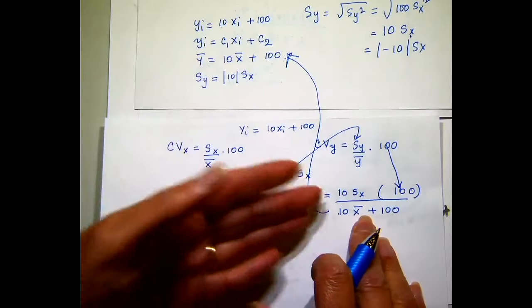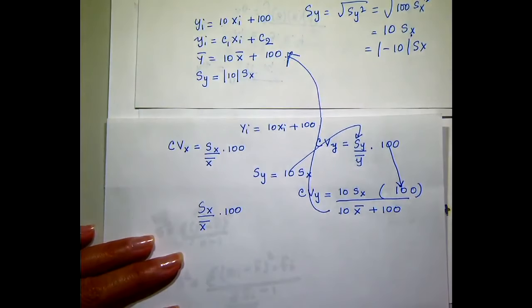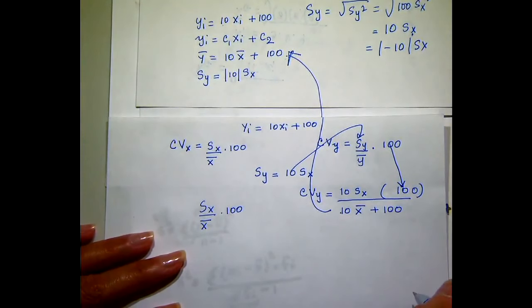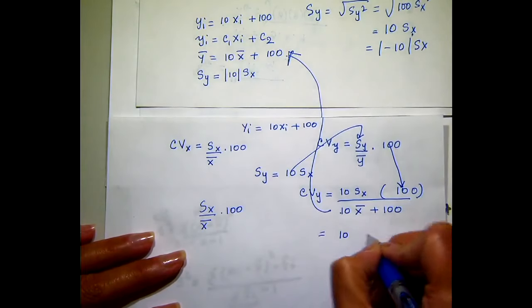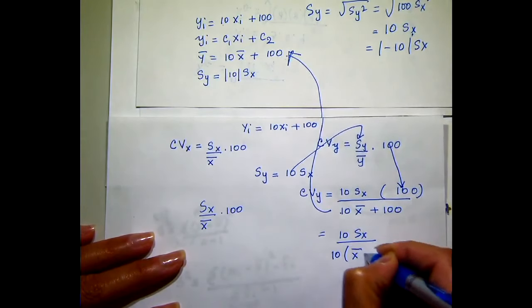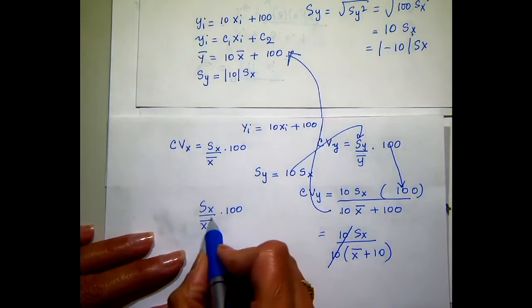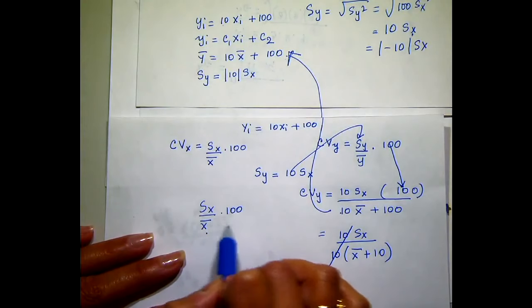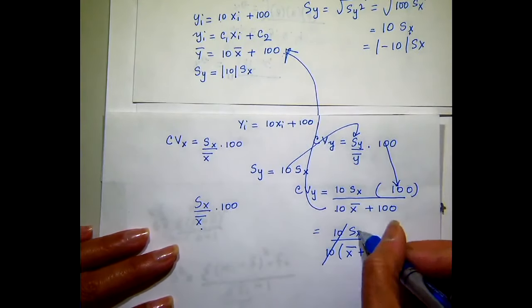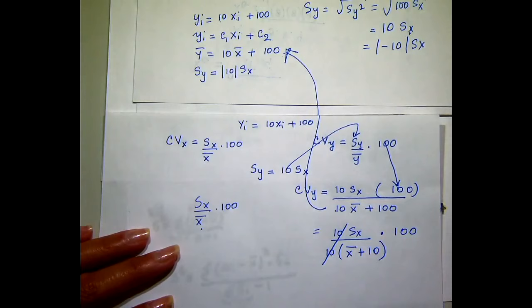I want to know if there's some relationship between this one and this one. If I factor out the 10, what happens? Let me factor 10Sx over 10 x bar plus 10, like this. These 10s will drop. So on the left-hand side, I have Sx over x bar times 100. And on the right side, I have Sx over x bar plus 10 times 100. So are they the same? No. Is one 10 times as big as the other? No.